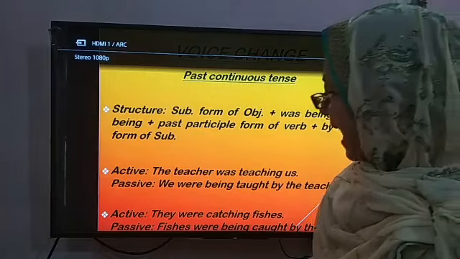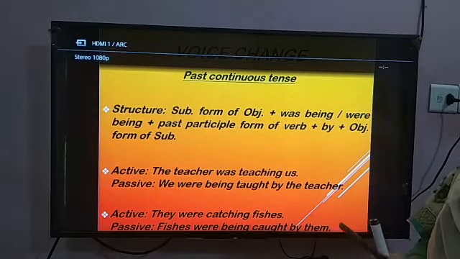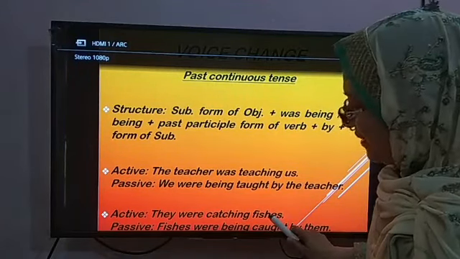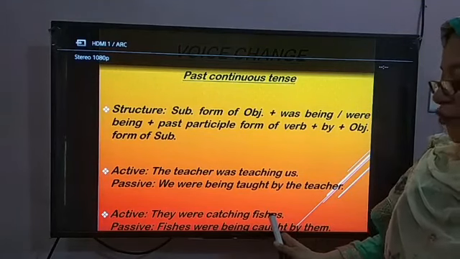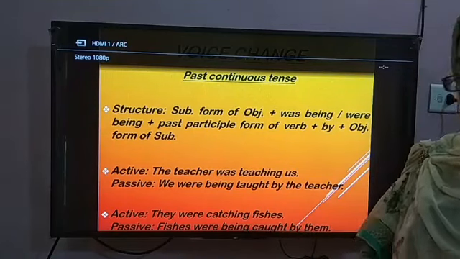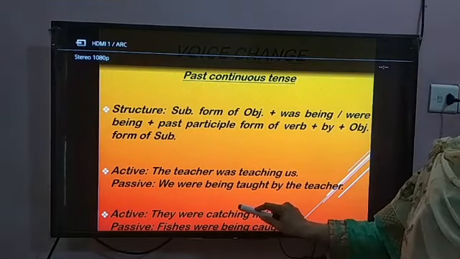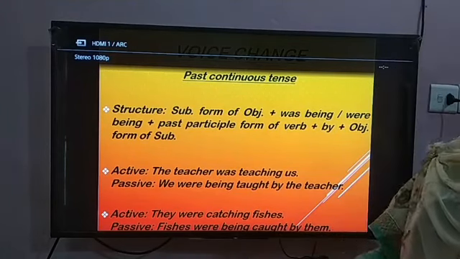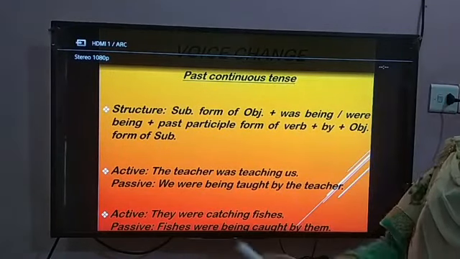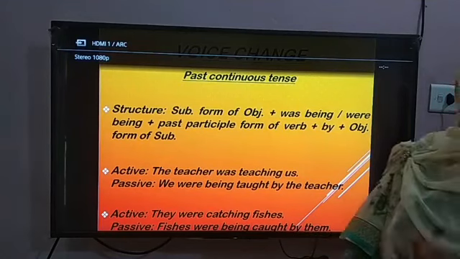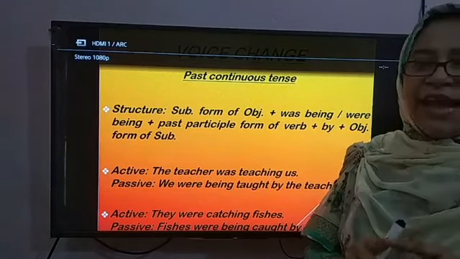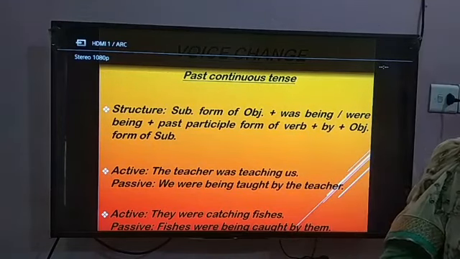Okay, dear. Then, they are catching fishes. So here you find fishes, plural form, so I use are. Fishes are being. Though here we find ing, catching, fishes are being caught. So here will be caught. Fishes are being caught by them. Now we go to the next slide.